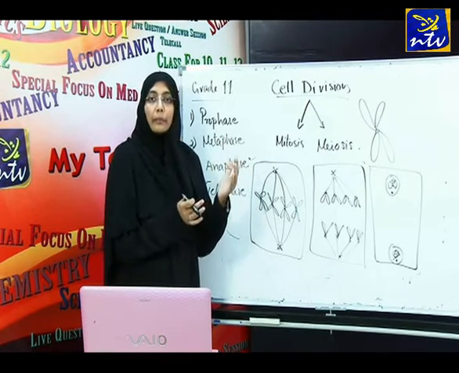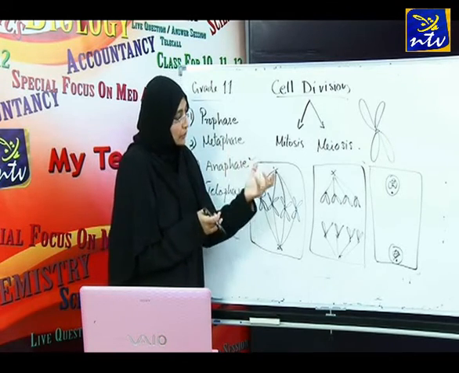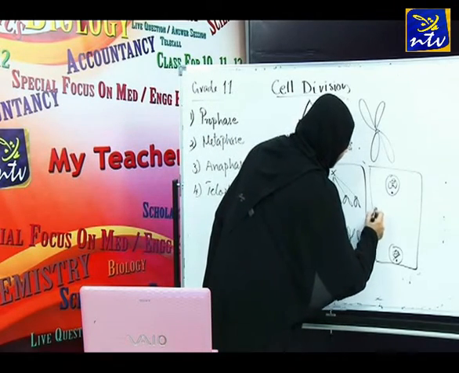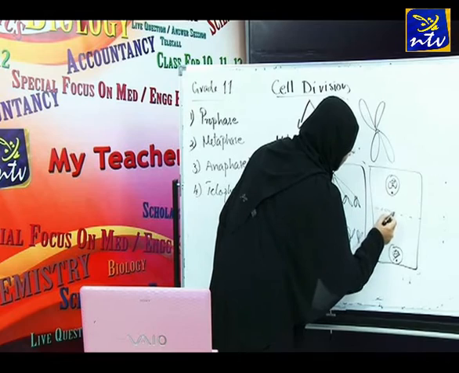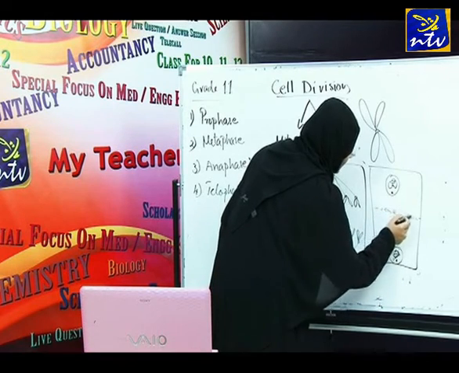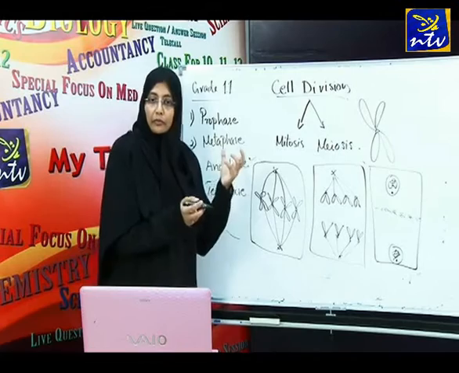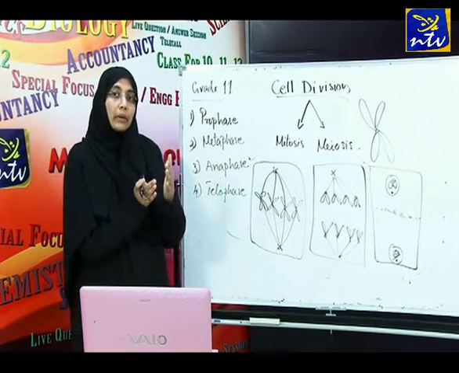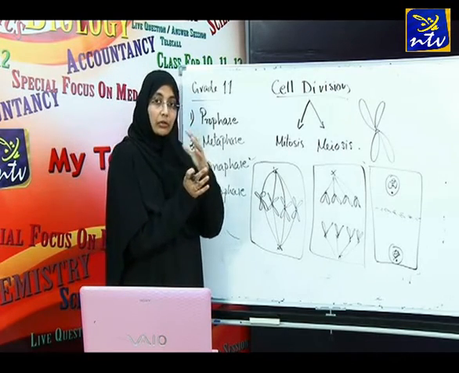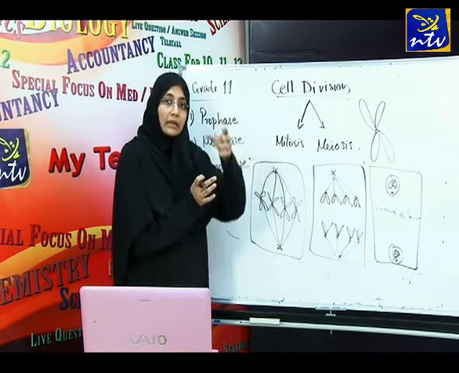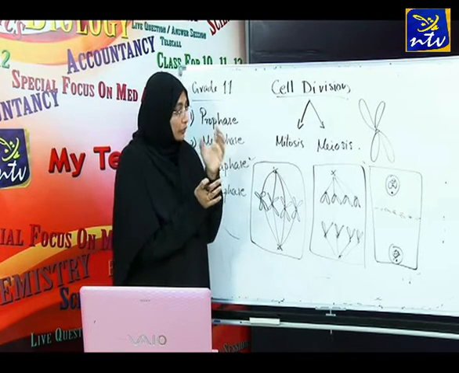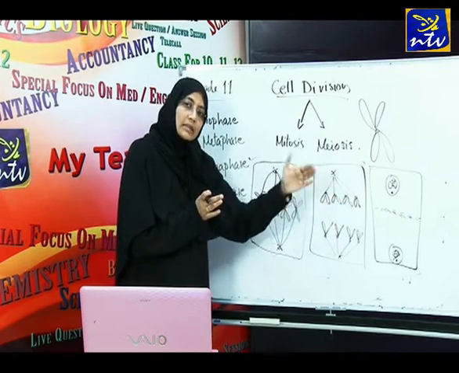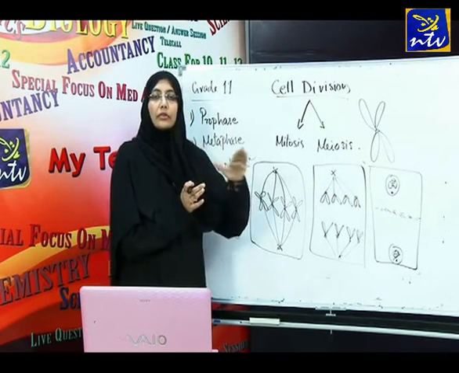Now let us see what happens to the cytoplasm. In the case of plant cells, we can see that a plate formation takes place. This cell plate becomes the middle lamella of the cell wall. You might have studied the structure of a cell wall. Inside the cell wall there is the middle lamella, calcium pectate. So we have seen that this middle lamella is formed from the cell plate. As a result a cell will be divided into two cells.